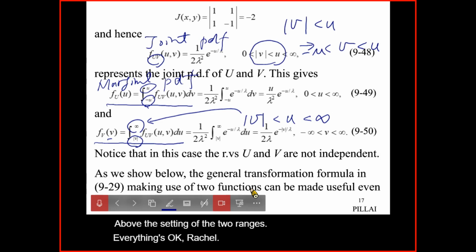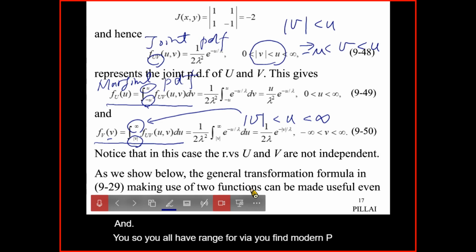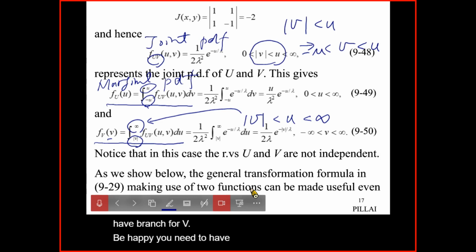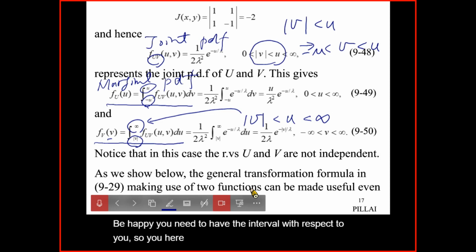For V you can use this, and for U. So you will have the range for V and U. Find the marginal PDF for U from the integral with respect to V, so you need to have the range for V. For V, you need the integral with respect to U, so U here. So check it again, and see if everything is okay.